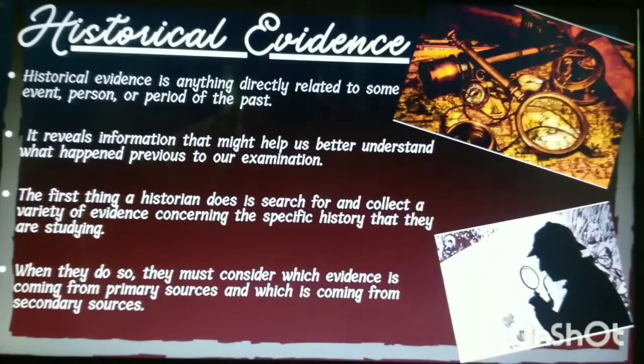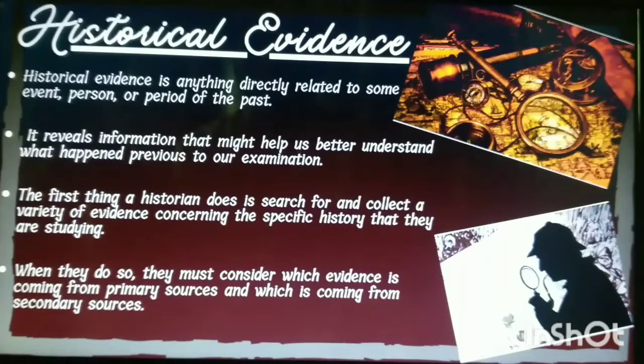What is historical evidence? Historical evidence is anything directly related to some event, person, or period of the past. It reveals information that might help us better understand what happened previous to our examination. The first thing a historian does is research for and collect a variety of evidence concerning the specific history that they are studying. When they do so, they must consider which evidence is coming from primary sources and which evidence is coming from secondary sources.